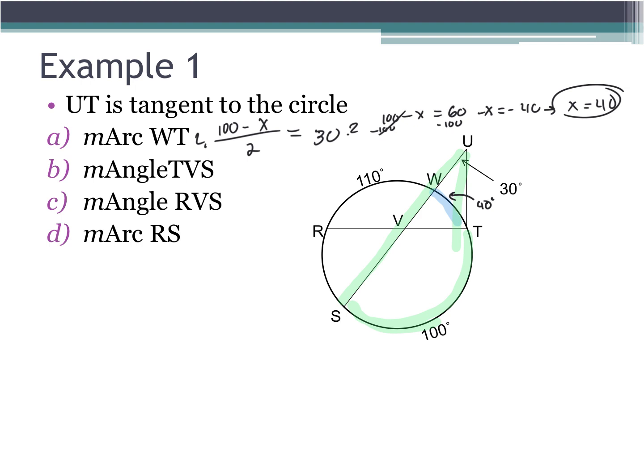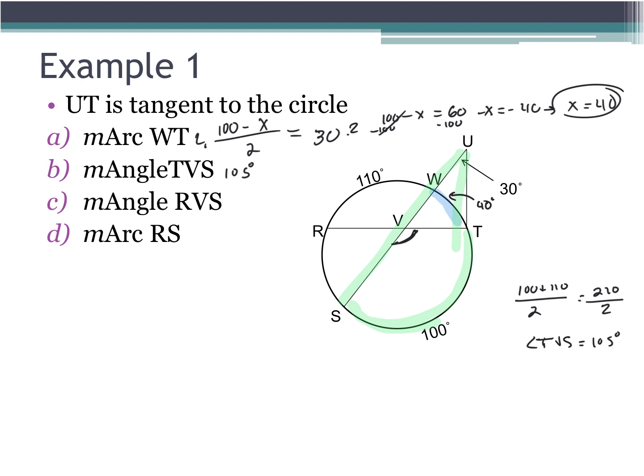So the second one, they want us to find the measure of angle TVS. TVS is this angle right here. So we're going to use the floating angles theorem, kind of. That's not really the name, but it's going to work. So the way we're going to find it is we're going to do 100 plus 110 divided by 2. So we're going to get 210 divided by 2. So angle TVS is going to be 105 degrees.